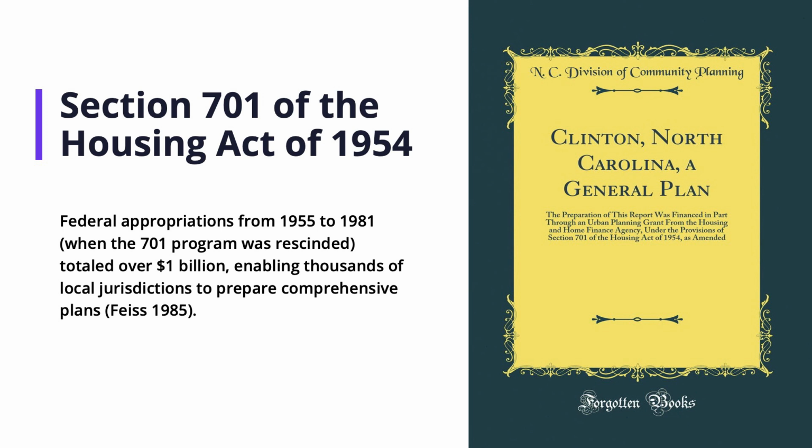housing boom. And Section 701 of the Housing Act of 1954 is what I call the first Planners Employment Act, because it provided over $1 billion of federal funding from 1955 to 1981 for local jurisdictions to prepare comprehensive plans. So it's unclear how much lasting impact individual plans may have had, but it certainly helped establish planning in general and comprehensive planning in particular as core activities of local governments.